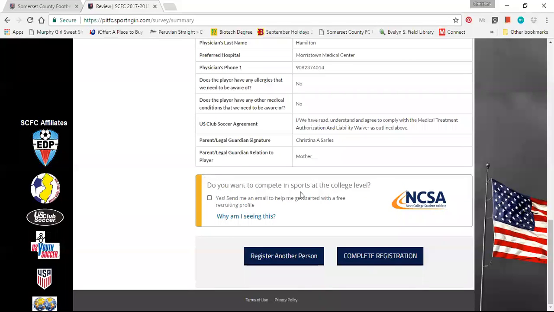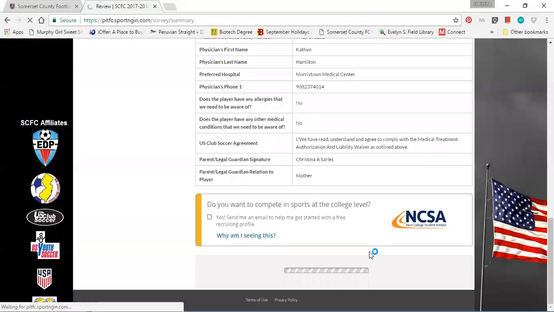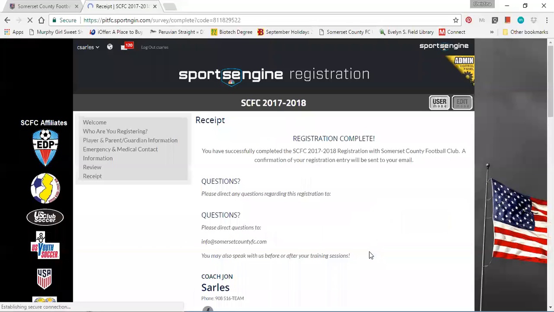You can select this if you want. It's not required. I'm going to skip that and just hit complete registration. Okay, and then you get this lovely message, and this registration gets emailed over to both John and myself so that we have the confirmation that you guys are complete. Don't forget to follow up with your initial payment for next season so that we can get your player carded.